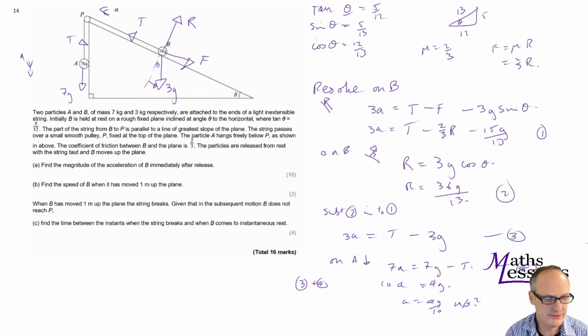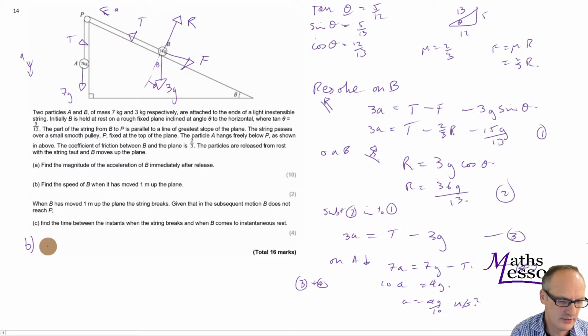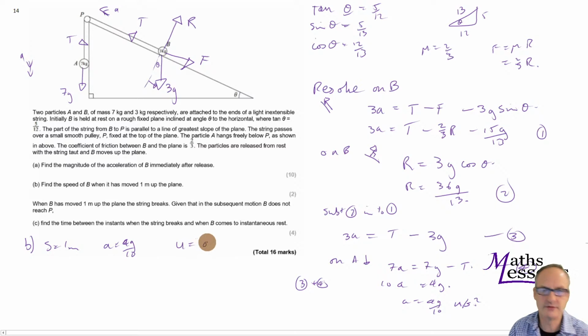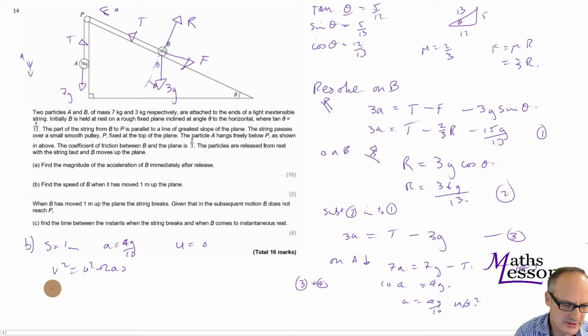Right, so what we do know is that we want to find the speed of B when it has moved 1 meter up the plane. So for part B, we know S equals 1 meter. We know that A is equal to 4g over 10, and we know that U will equal 0. So we're going to use V squared equals U squared plus 2AS. So V squared will equal 2 times 4g over 10, and that means that V comes out to be 2.8 meters per second.